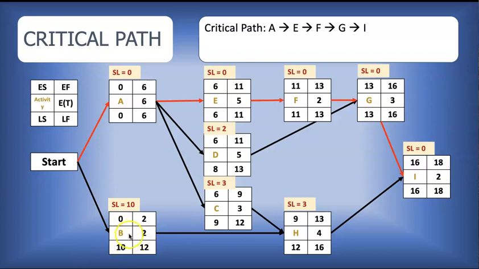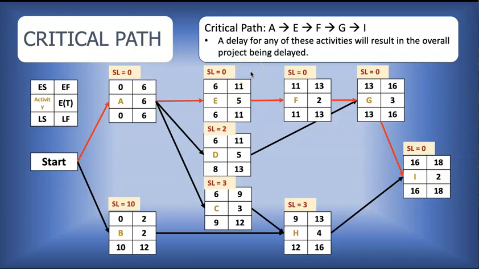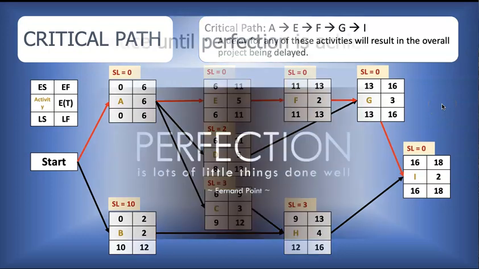If we start with B, 2 weeks plus 4 weeks, that's 6 weeks, plus 2 weeks, that will be 8 weeks. So the critical path is the longest pathway through the entire project. And a delay for any of these activities will result in the overall project being delayed. So we have to monitor these activities carefully.